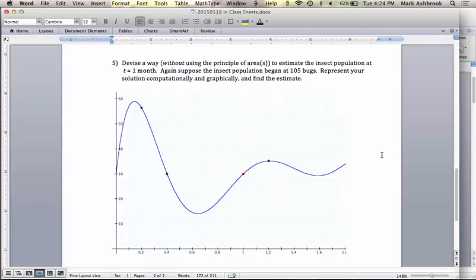Okay, so I said devise a way, without using the principle of area, to estimate the insect population at t equals 1 month. Suppose the population begins at 105 bugs. Represent your solution computationally and graphically and find the estimate. Okay, so I kind of left this open-ended. See what you guys would do.